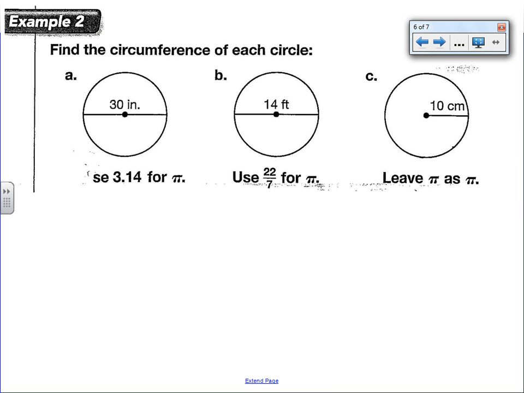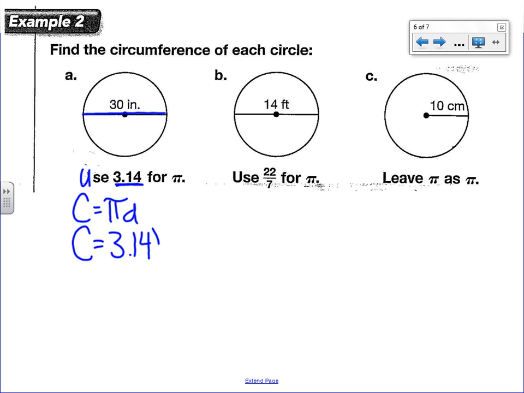Find the circumference of each circle. Okay, so on the first one, A, it tells us to use 3.14 for pi. So once again, I'm talking about circumference, so I'm going to use my formula. C equals pi times diameter. They give us the diameter on this circle, so I don't have to do much. All I have to do is substitute. C equals, instead of pi, they said to use 3.14. So I'm going to substitute that in.